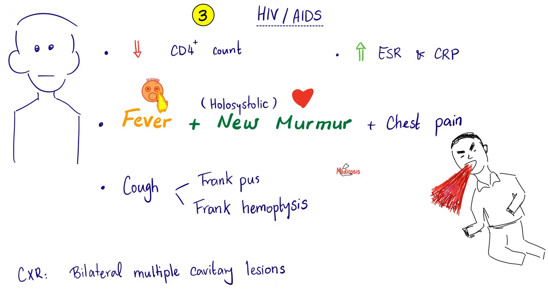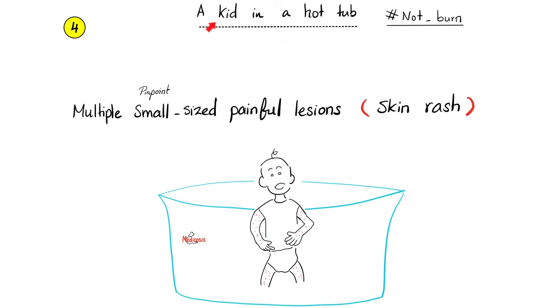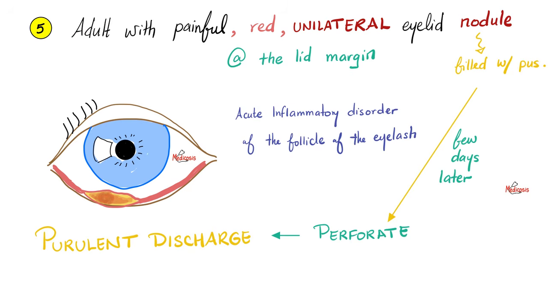When we did chest x-ray to this patient, we found bilateral, multiple cavitary lesions. What's that? Story number 4, about a kid who was having fun in the hot tub and then developed these multiple, small, pinpoint, painful skin lesions. What's that? Story number 5 is about the adult with painful, red, unilateral eye nodule filled with pus.